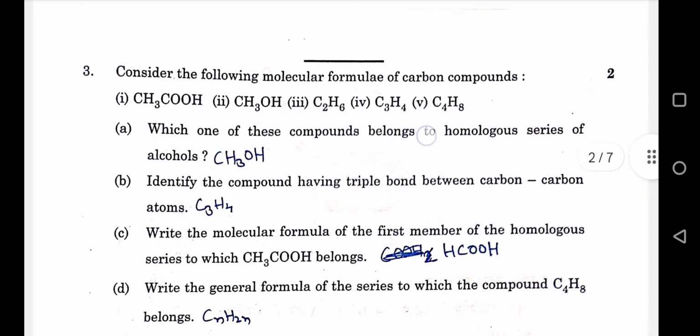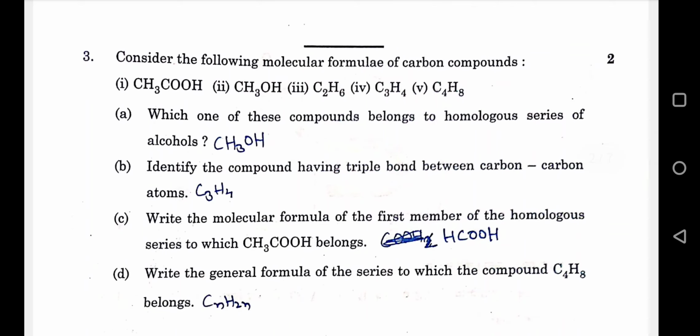And now question number 3. Question number 3 was really easy also. Consider the following molecular formulas of carbon compounds: CH3COOH, CH3OH, C2H6, C3H4, C4H8. The first question was which one of these compounds belongs to the homologous series of alcohols. Of course that is CH3OH, methanol, which belongs to the homologous series of alcohols.